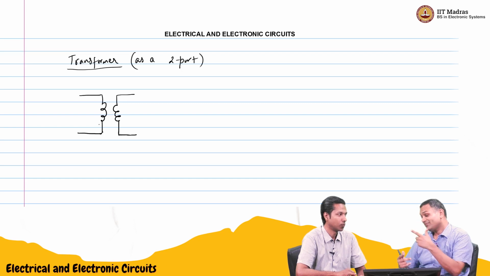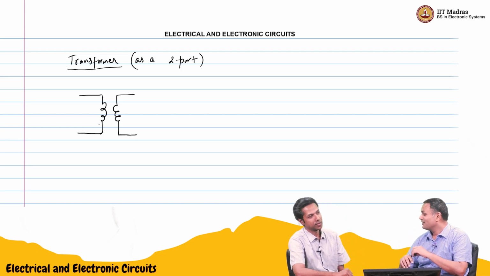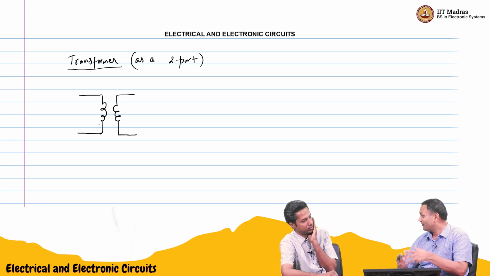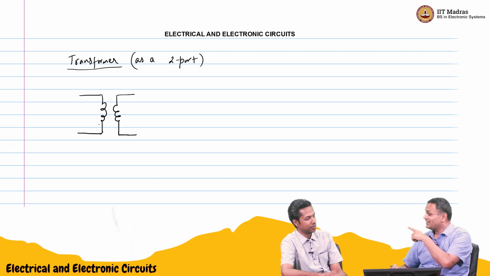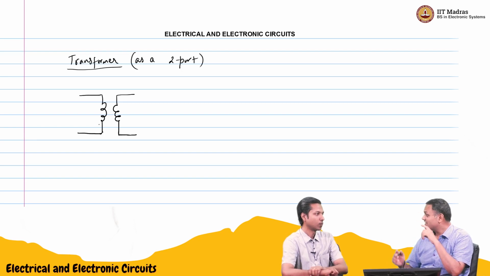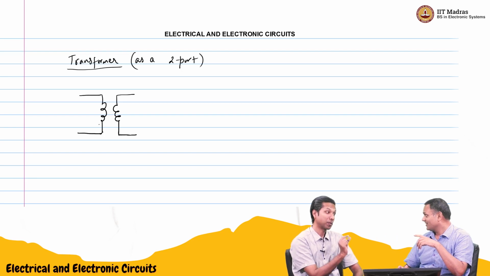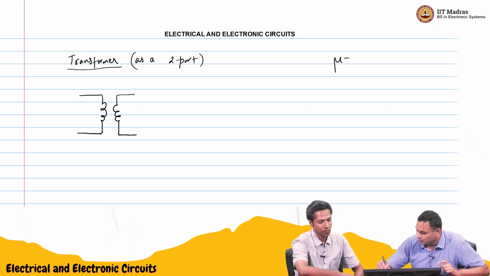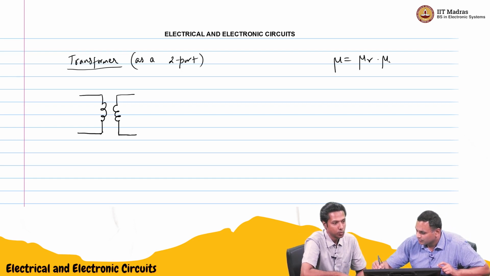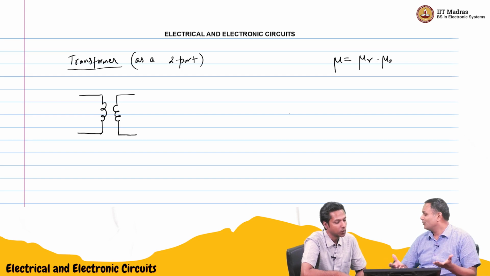Normally when you want to build an inductor, you can just take a piece of wire and coil it. It'll give you some inductance. But if you want a lot of inductance, you take maybe a ferromagnetic material and wind the coil around that. So the inductance depends on mu, which is mu naught times mu r, the magnetic permeability of the material. If you don't use a ferromagnetic material, mu r is 1, and you'll only have mu naught.